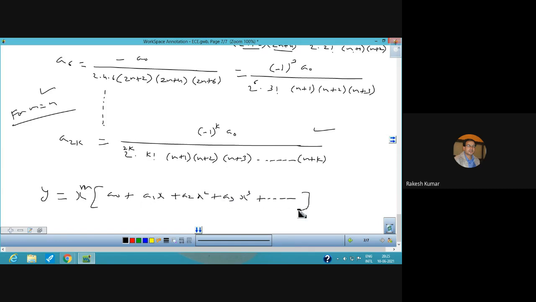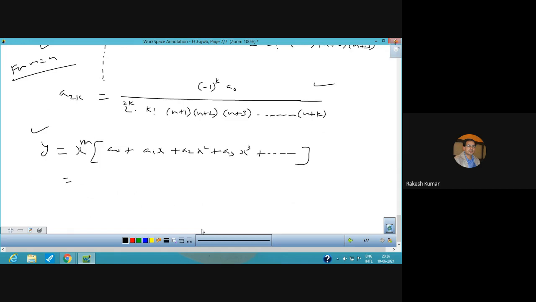You can extend this. This was your supposed solution. Now we just need to put the values here. Remember, the case is m equal to n, so along with this we will put m equal to n here.